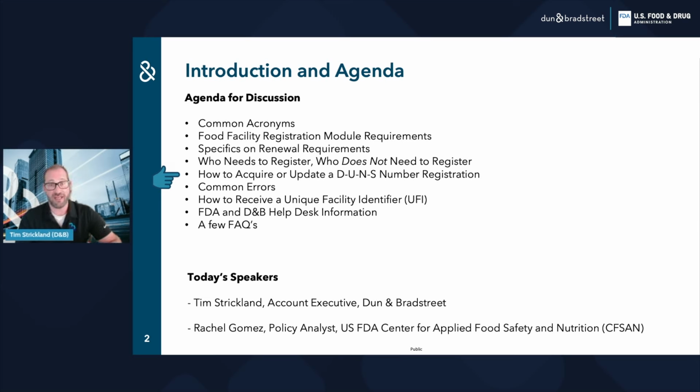acquiring or updating an existing Dun & Bradstreet DUNS number registration, some of the common errors we see as part of the registration process that can lead to delays or sometimes rejections when you're looking to receive a valid FFR number, how to use this information to receive your unique facility identifier, or UFI for short, some specific points of contact and email addresses to utilize within the FDA and at Dun & Bradstreet. And finally, we'll cover a few frequently asked questions that we encounter as part of the process.